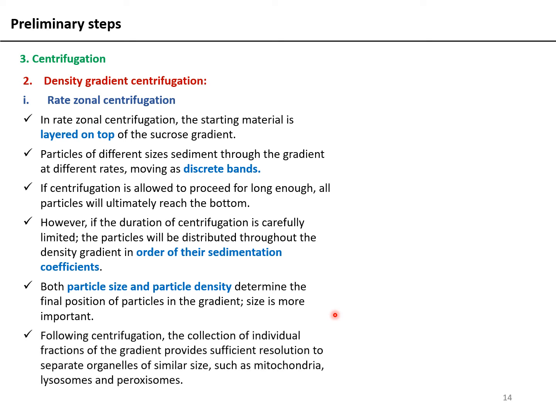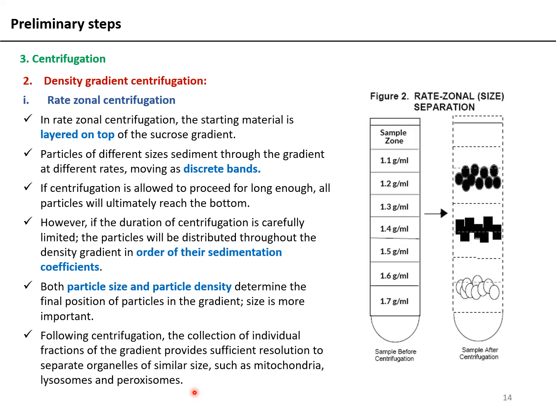Following centrifugation, the collection of individual fractions of the gradient provides sufficient resolution to separate organelles of similar size like mitochondria, lysosomes, and peroxisomes. So these organelles of similar size, which were otherwise precipitating together in case of subcellular fractionation, can be separated out by doing rate zonal centrifugation.